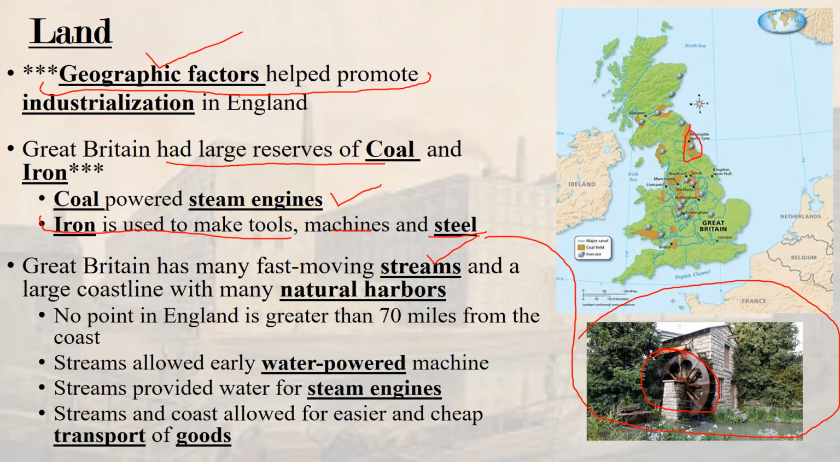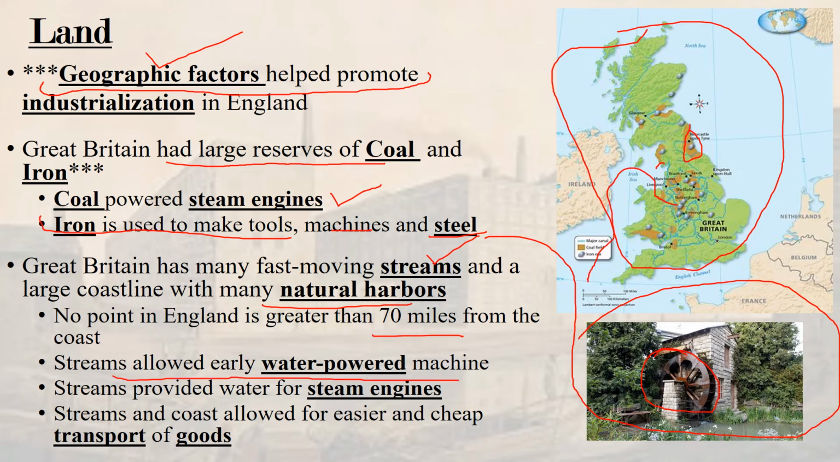They also had a large coastline with a lot of those nice nooks and crannies to create natural harbors. And as an island nation, and a geographically smaller island nation, no point in England is more than 70 miles from the coast. So it's not hard to get your trade products to the coast, to the port, to then sail wherever you want it to go. The streams allowed early water-powered machines. The streams also would provide water for our steam engines, which, as you know, a steam engine does require water. And the streams and the coast provide for the transport of goods.